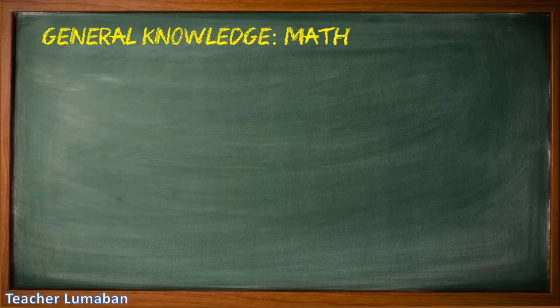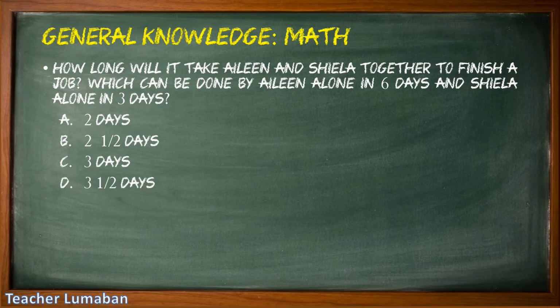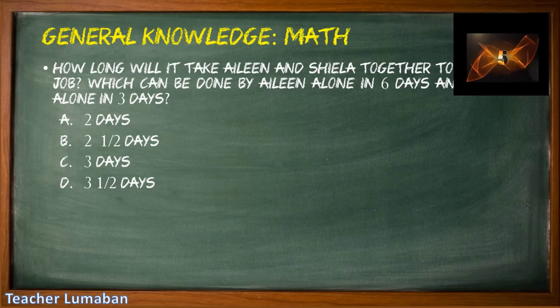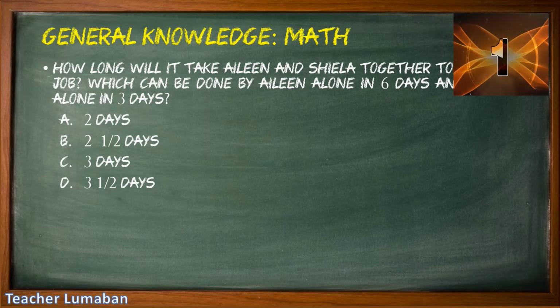How long will it take Eileen and Sheila together to finish a job, which can be done by Eileen alone in 6 days and Sheila alone in 3 days? Letter A, 2 days. Letter B, 2½ days. Letter C, 3 days. Letter D, 3½ days. Please answer in 5, 4, 3, 2, 1.